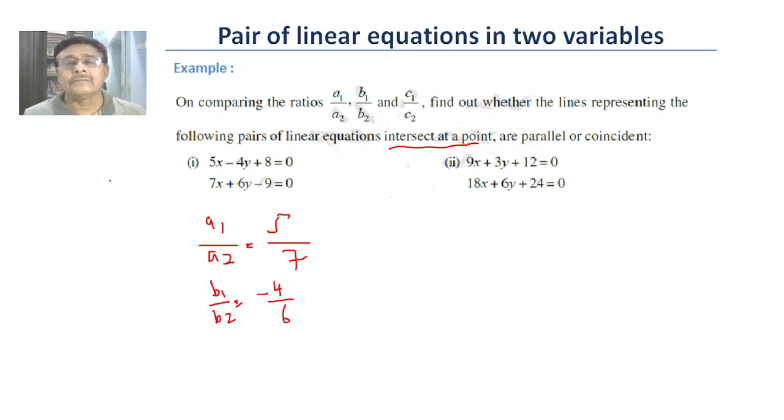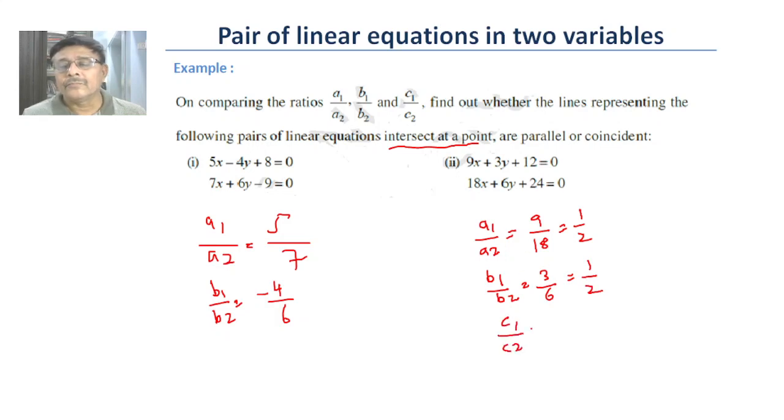Now let us take the second pair of linear equations. Now a1 upon a2 will be equal to 9 upon 18, which is 1 upon 2. Similarly, b1 upon b2 is equal to 3 upon 6, which is again 1 upon 2. And c1 upon c2, which is 12 upon 24, which is also equal to 1 upon 2. Now here we notice that all these ratios are same. a1 upon a2 is equal to b1 upon b2 is equal to c1 upon c2. Therefore, the lines are coincident.